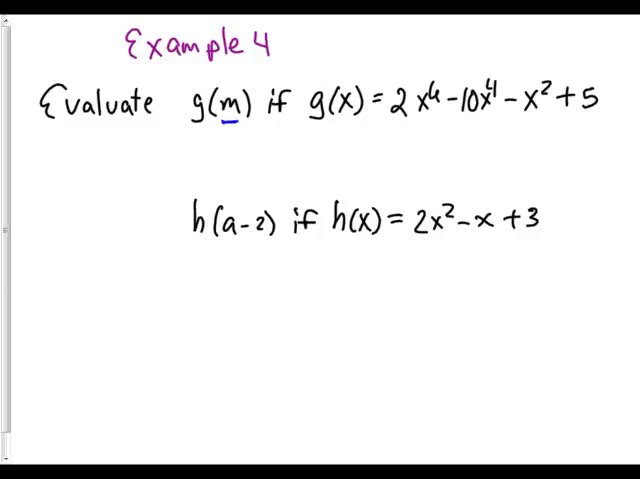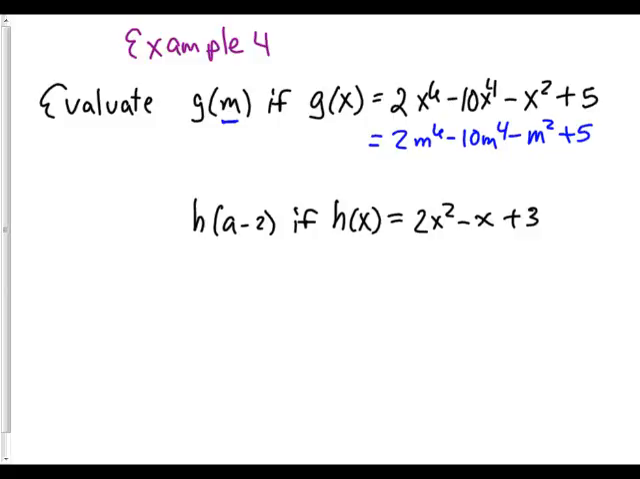So what does that mean? That means anywhere in the function g of x where we have an x, we're going to place an m in its place. So the answer to this one would be 2m to the 6th minus 10m to the 4th minus m squared plus 5.